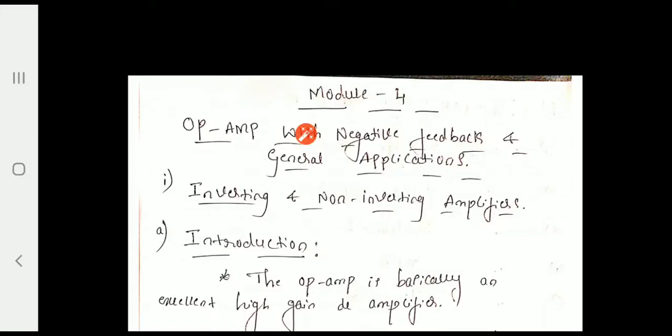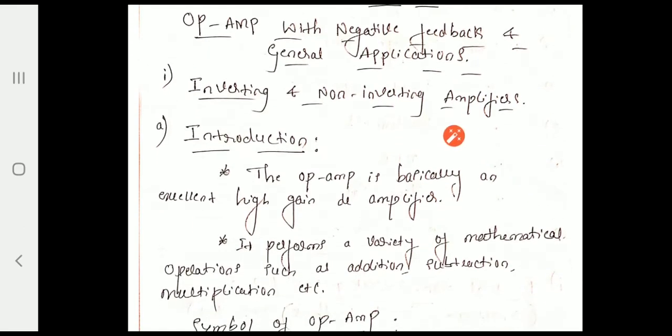Now we will start with module 4, op-amp with negative feedback and general applications. In that, the first topic is inverting and non-inverting amplifiers. So let's start with the introduction part.